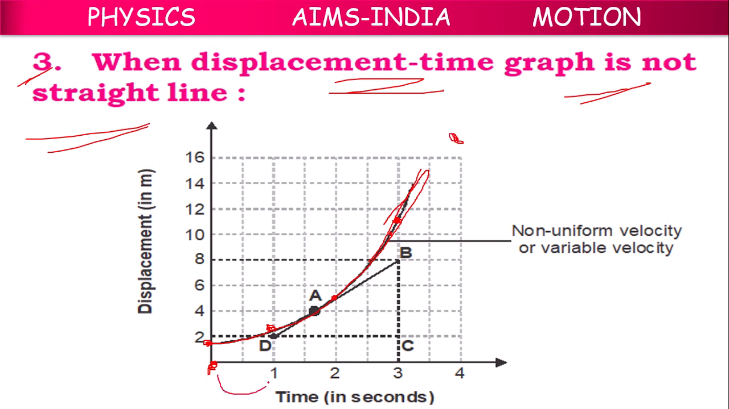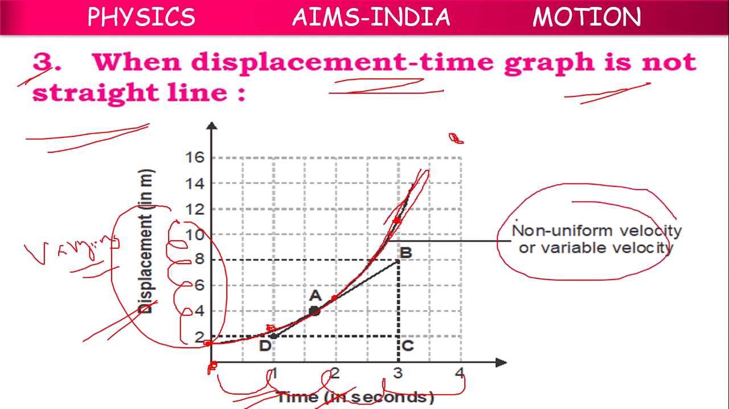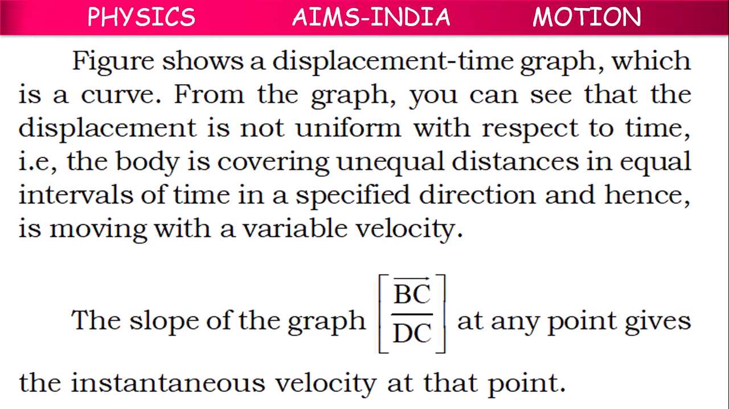But here, in equal intervals of time, an equal amount of displacement is not changing. The change of displacement is varying irrespective of the time interval. It means in equal intervals of time, the body is traveling different displacements. So we can say that the velocity is non-uniform velocity, or variable velocity.